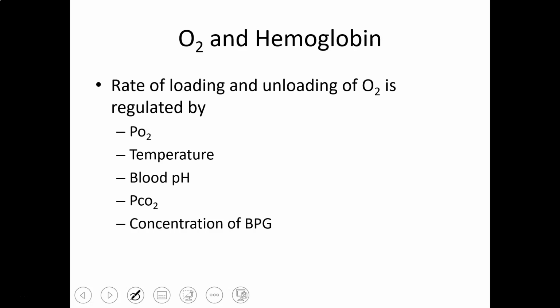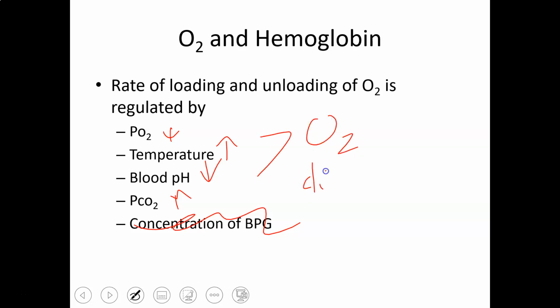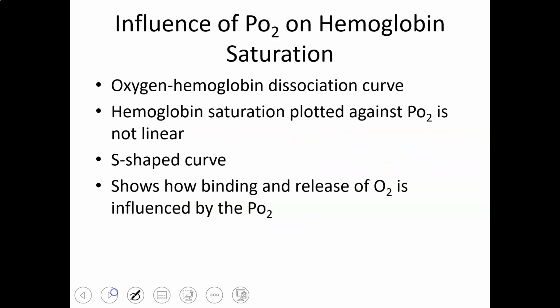Are you having to breathe more to compensate for that? No. Why? Because decreasing oxygen, increasing temperature, increasing carbon dioxide, those things cause hemoglobin to let go of oxygen. Conditions from an active tissue make hemoglobin let go of oxygen. You don't have to breathe harder, you just let go of more oxygen.